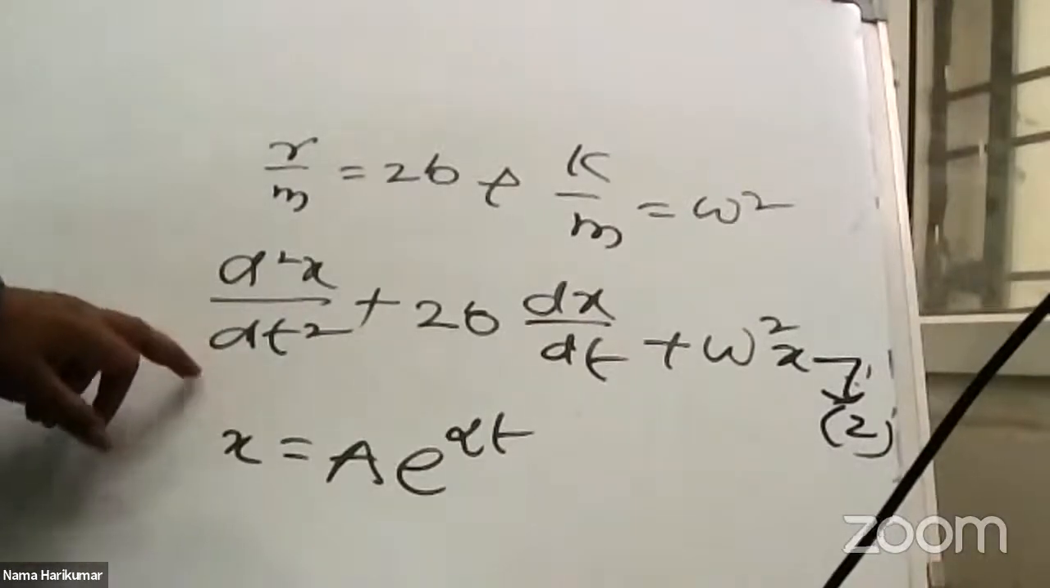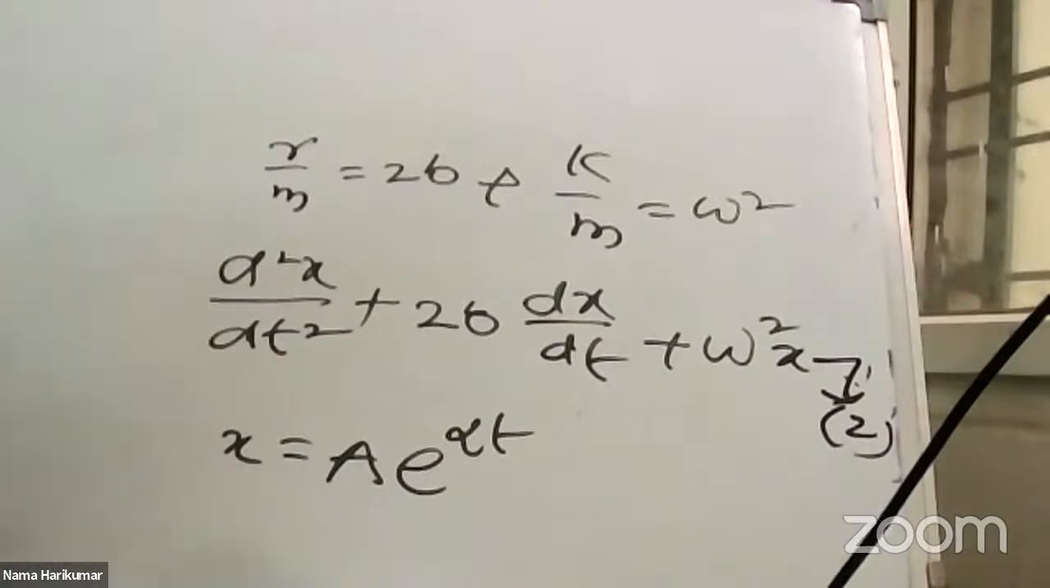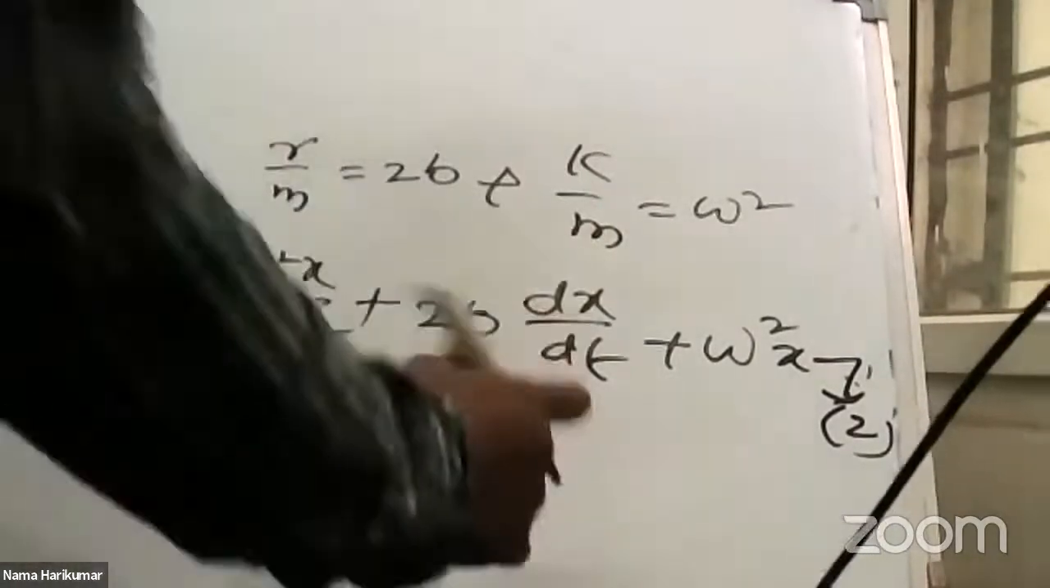Right, here is the second equation. Let the solution of the equation be x equal to a e to the power of alpha t. This is equation number 3.